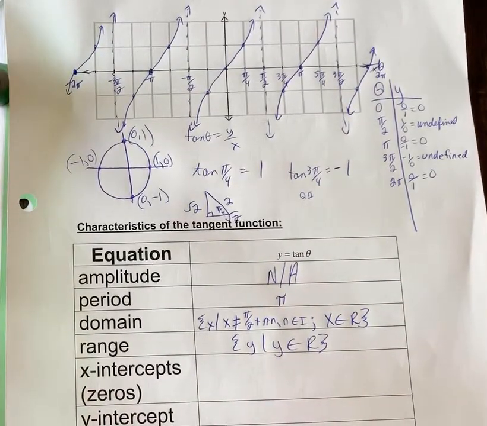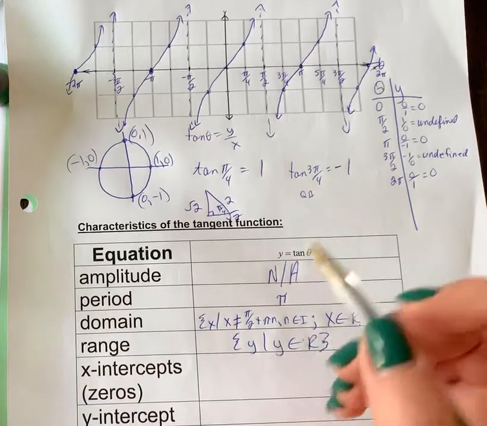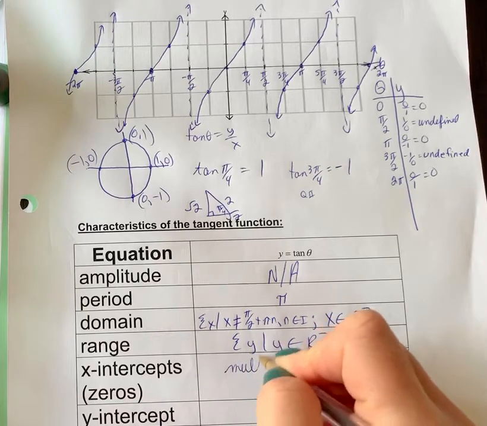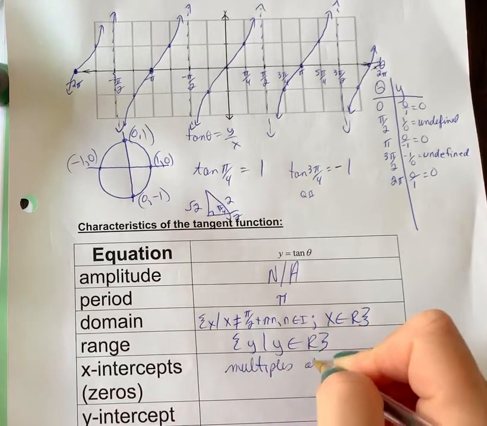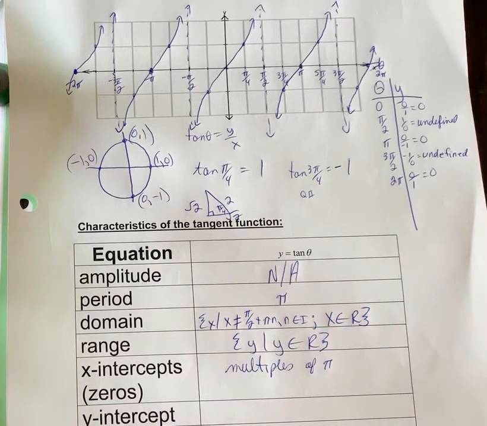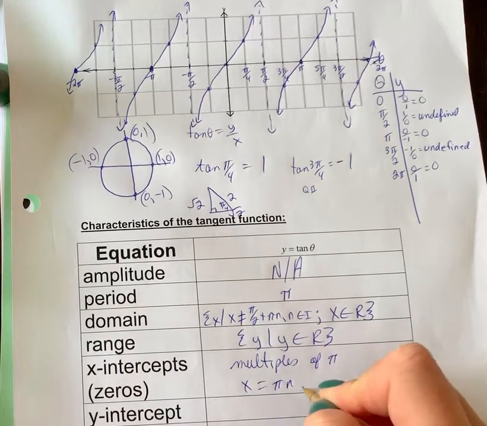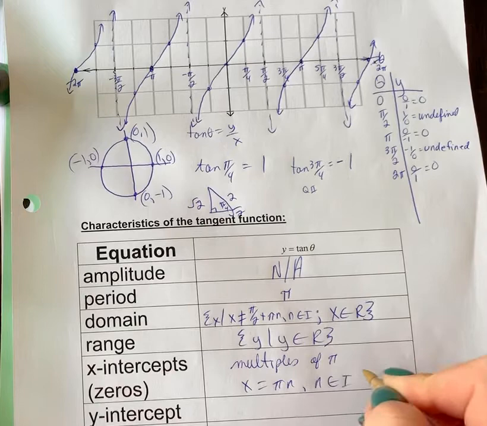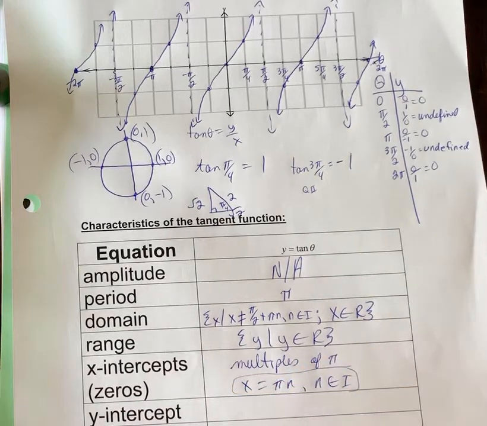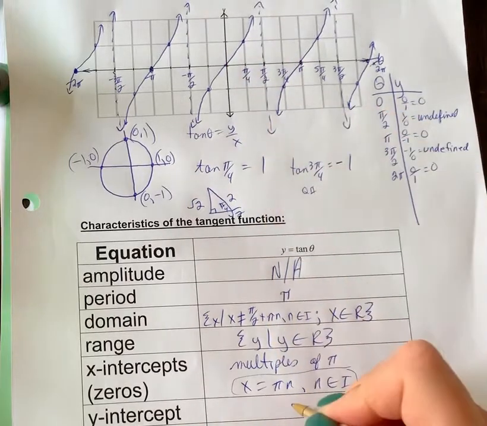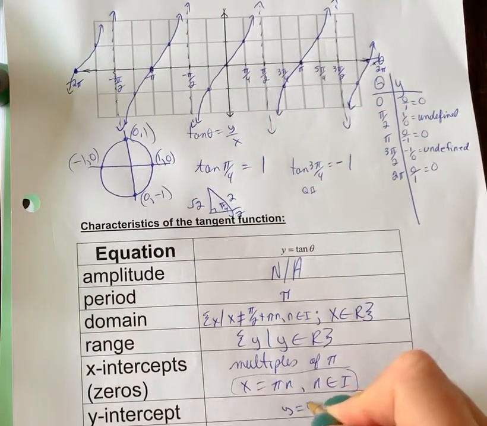Okay, so this would be multiples of pi, so 0, pi, 2 pi, etc. So multiples, it's helpful sometimes to see the words too. Multiples of pi, this is just thinking it through, you would have to write your answer as x is equal to pi n, where n is an element of the integers. So that's how the zeros or x-intercepts would be. The y-intercept is just one of them, so that's 0, so y equals 0 works.